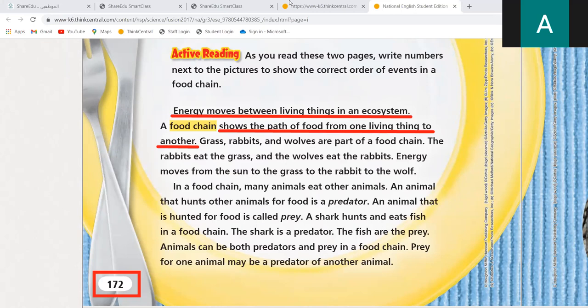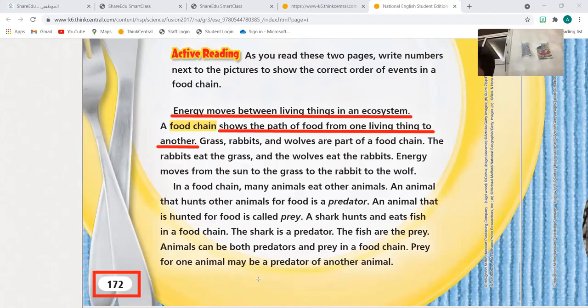Let's share a white screen so we can make our food chain. Okay, habibi, let's make a food chain. A food chain always starts with sunlight, giving the energy to who?